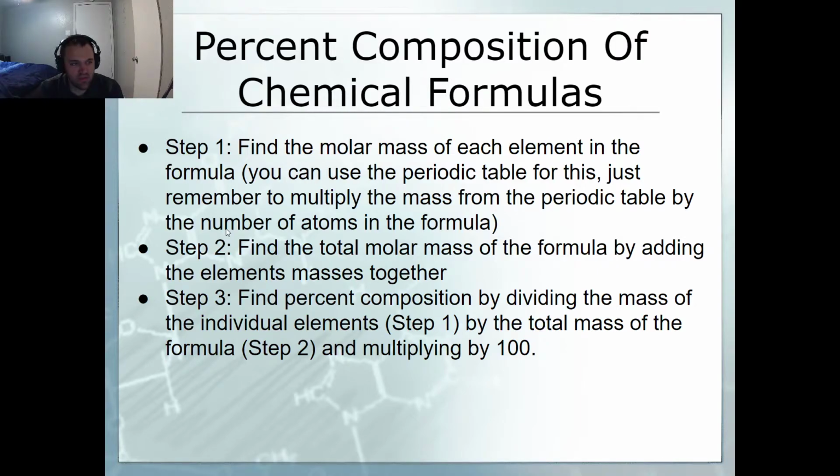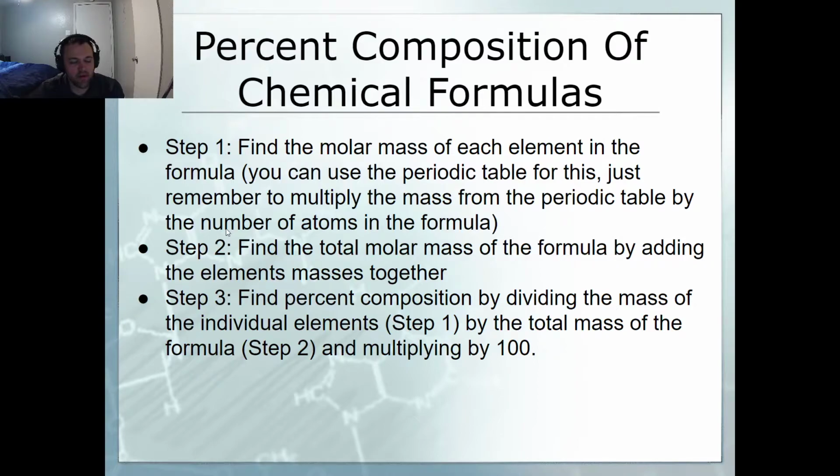So your first step is going to be finding the atomic mass of each element and multiplying it by how many of the element there are. Nothing new there. The second step is adding all of those together to find your total molar mass. So again, nothing new. It should be second nature to you at this point.